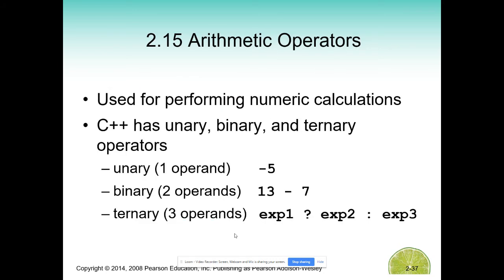And then we have what are called arithmetic operators, which are similar to what you see in math. Okay. The plus sign, the multiplication, the division, and so forth. C++ has unary, binary, and ternary operators. So you have unary, one operand, like minus 5; binary, two operands, and so forth.